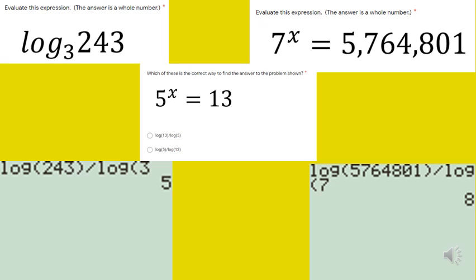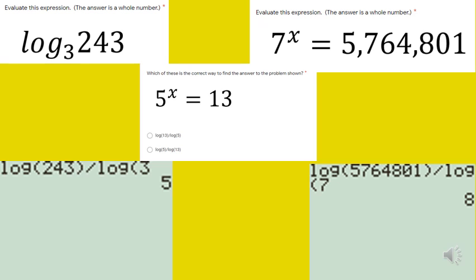You do basically the exact same thing when it says 7 to the x equals 5,764,801. You take log of the big number and then divide it by log 7, and that answer is 8. Now, when you do a problem like that, you do want to make sure that you close the parentheses after 5,764,801 so that you don't take the log of everything else to the end.